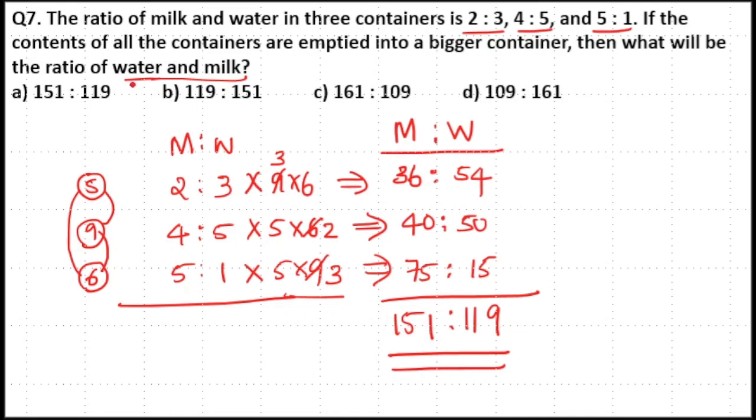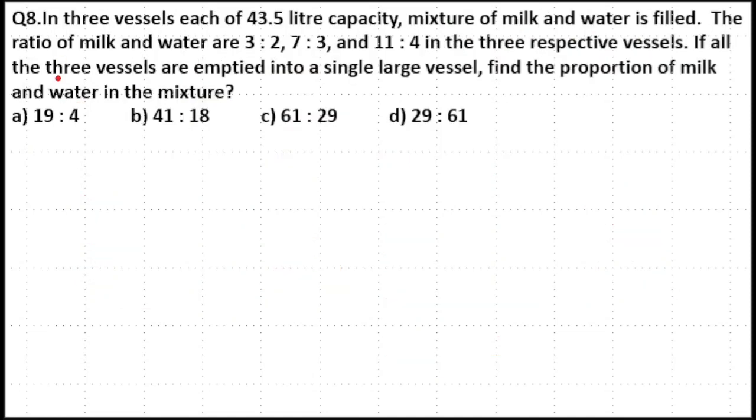But the question is asking us about the water and milk ratio. That is water and milk ratio. So our answer is water and milk ratio is in the ratio 190 is to 151. So your answer is option B. Next is question number 8.